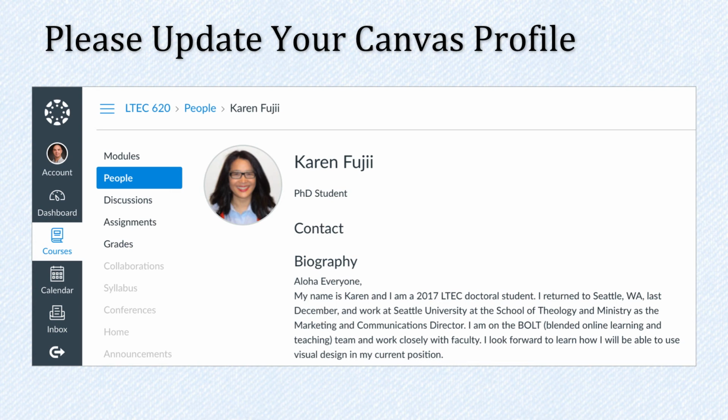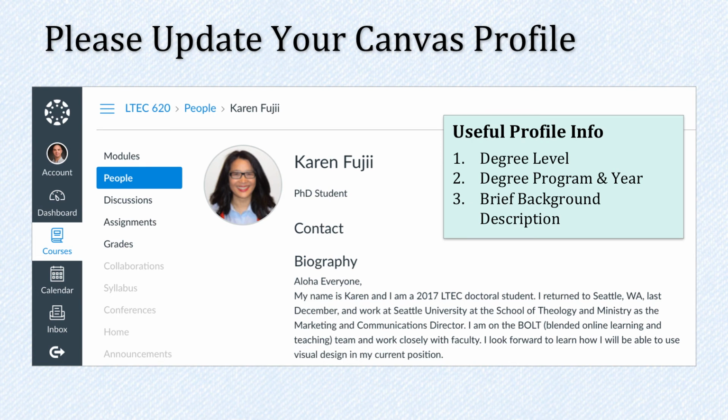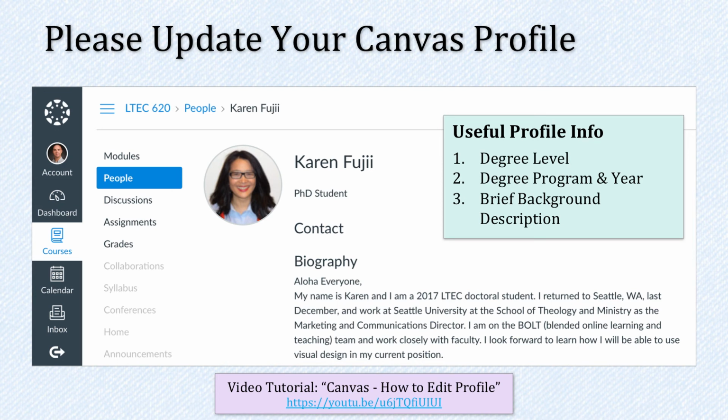Now here's an example of a student from a previous class, and you'll notice in her profile she has some important information. First, you're going to notice she has a profile picture, and also she has her degree level, her degree program and year, and then there's a little bit of additional information about her background. This helps me as an instructor, as well as your classmates, get to know who's in the course and some of the previous experience that you're bringing. If you need help updating your Canvas profile, there are many YouTube videos explaining how to do that. I've linked to one here called Canvas, How to Edit Your Profile. So definitely check that out if you need help.